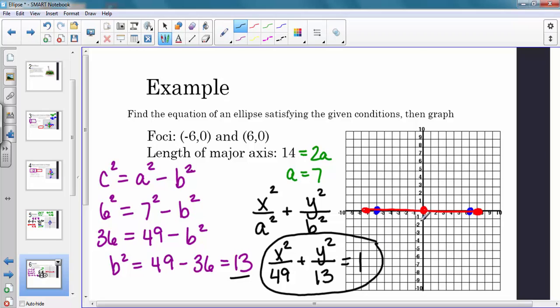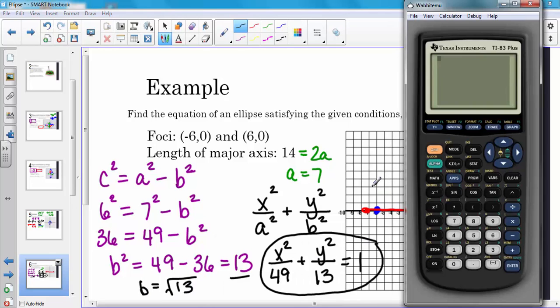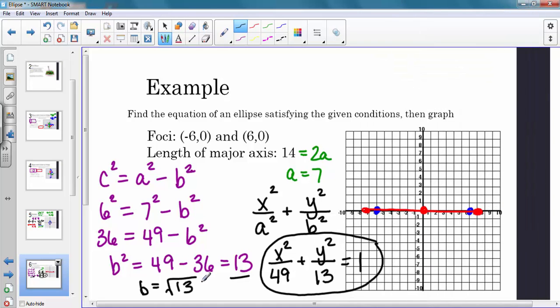And then in order to graph it, we would have to figure out what b is. So b is going to be the square root of 13. All right, so using our calculator, we can approximate the square root of 13, and we get 3.6. So that's approximately 3.6. So when I come over here to draw my picture, I've got 3.6 and 3.6, and I can now draw my ellipse.